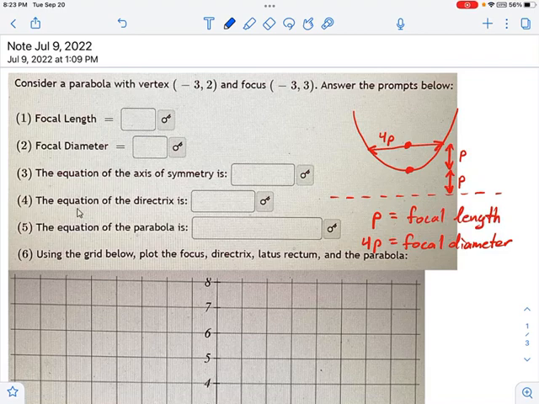We are told in this problem that we have a parabola with a certain vertex at -3, 2 and a certain focus at -3, 3. And we're asked for all the rest of the stuff about this parabola. So the way we're going to do this is breaking it down in parts.